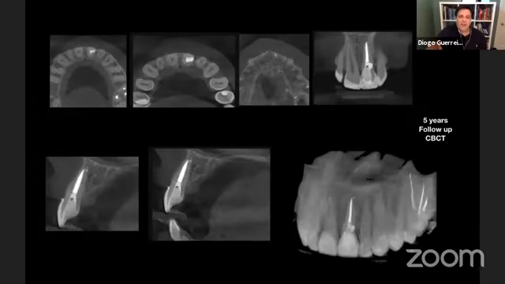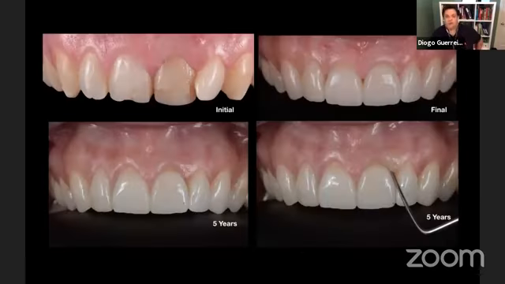Well, just a case. I put this case to show it's not a complex case at all, but shows, again, the CBCT, especially the sagittal view, shows the density of the filling, and the follow-up at 5 years showing there's no considerable bone loss, especially on that resorption defect. There we go. The full case.